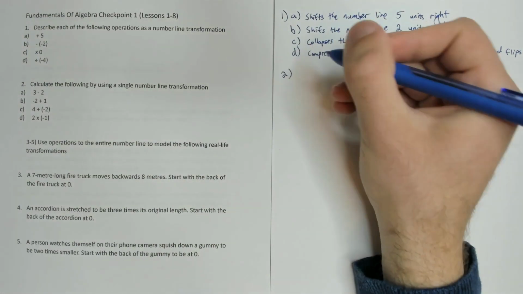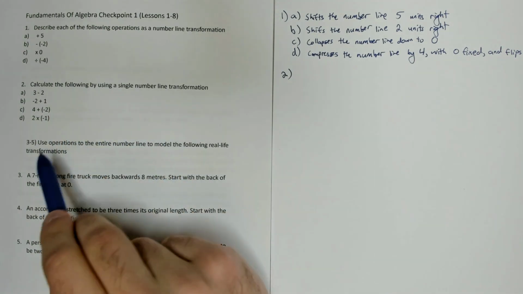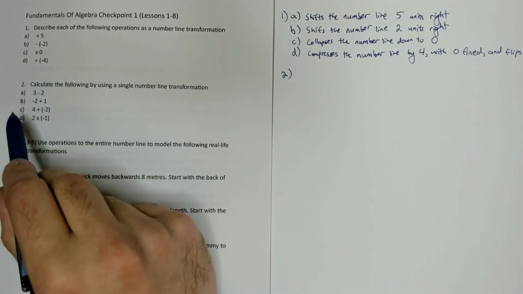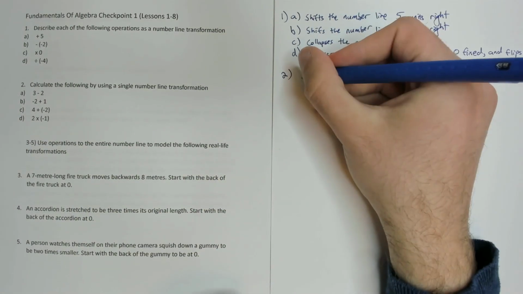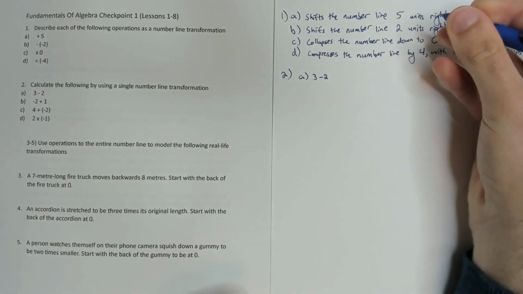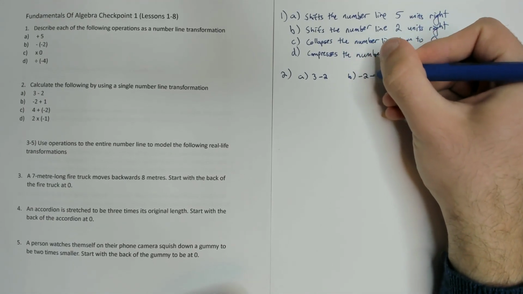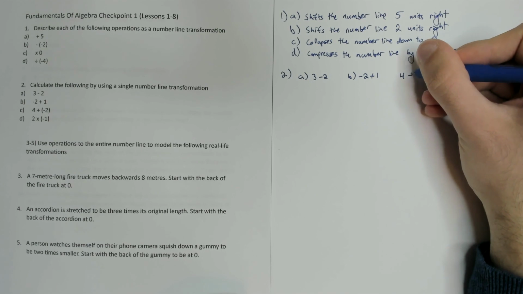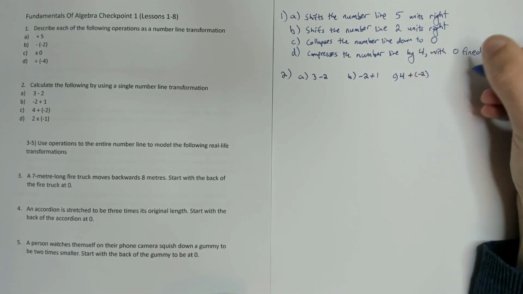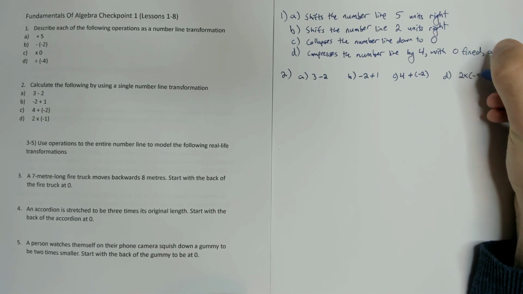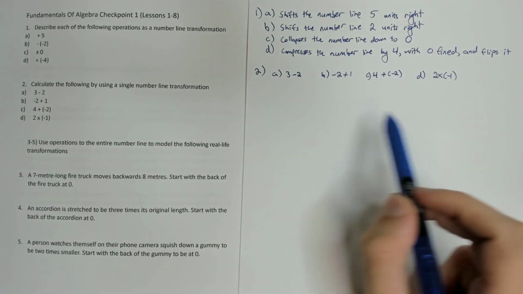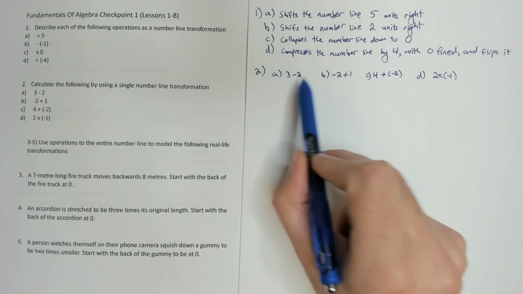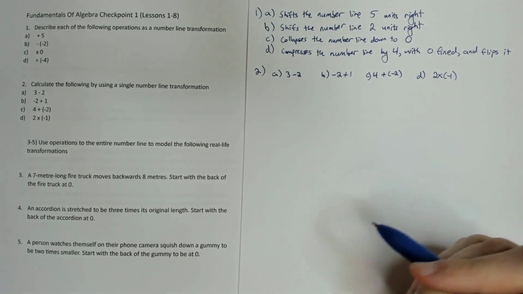All right, number 2. Calculate the following by using a single number line transformation. So that means we have all of these, and we want to basically transform our number line once, and that will give us the answer to all of these calculations. So we have 3 minus 2, negative 2 plus 1, 4 plus negative 2, and 2 times negative 1. Okay, so first of all, we need to figure out what is the common transformation happening here, right? If we're going to model these with a single number line transformation, we need to have all of these actually be represented by the same thing.